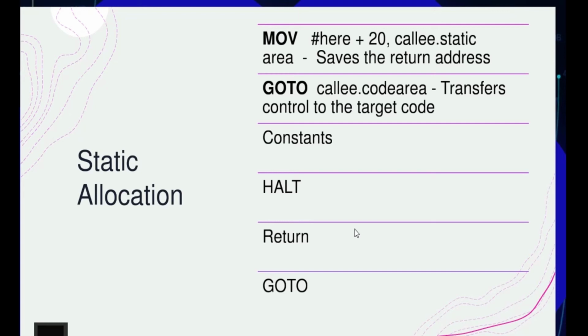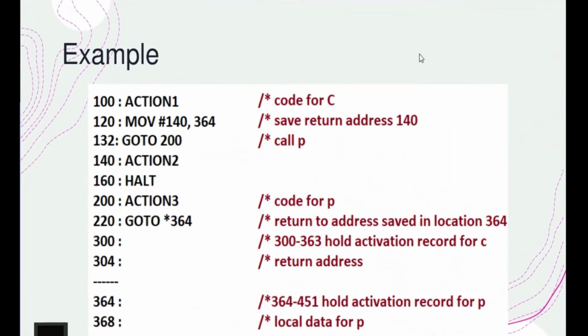Okay, so a return from a procedure callee is implemented by goto.callee.static area, which transfers the control to the address saved at the beginning of the activation record. Okay, see here, for example, this is a simple instruction. First the code statement begins, that is action 1.